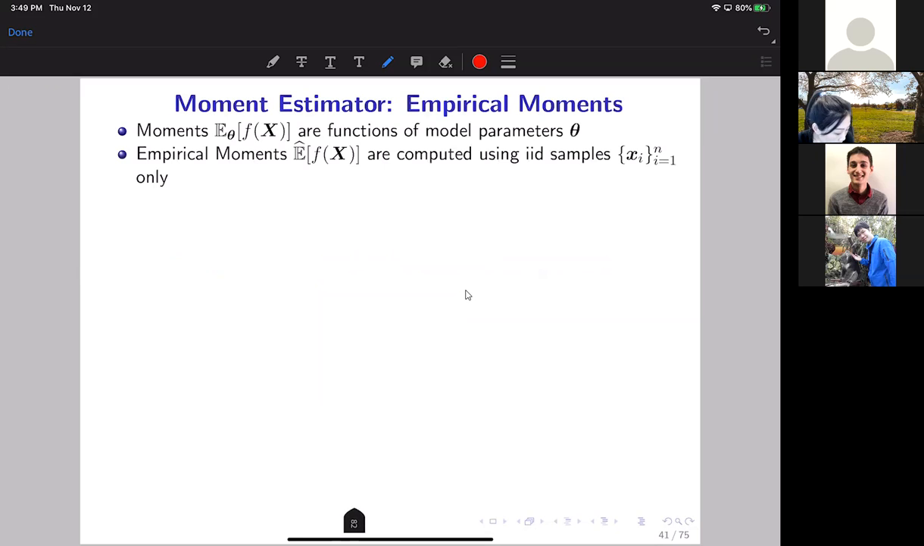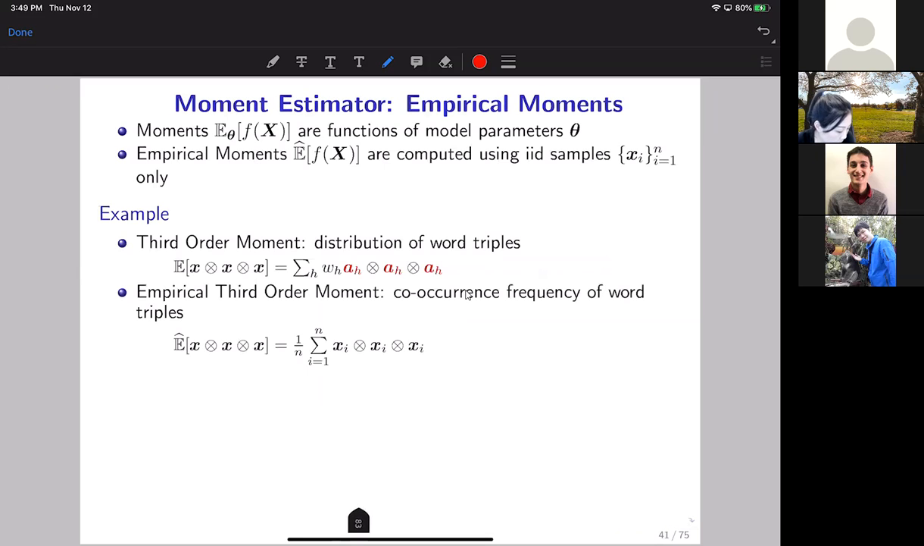So this is the motivation, right? With moments, the expectation of f(x) are functions of model parameters, and empirical moments, the empirical estimation of the expectation of f(x), are computed using IID examples x_i, i from 1 to n only. For example, you have third order moments, the distribution of word triples, which can be written in this form, as we said last time.